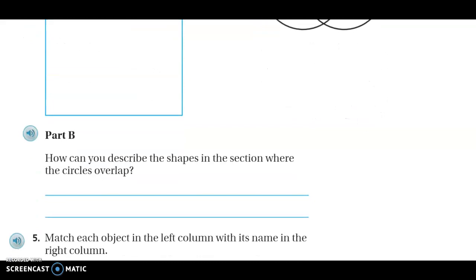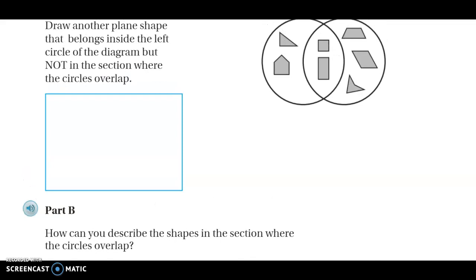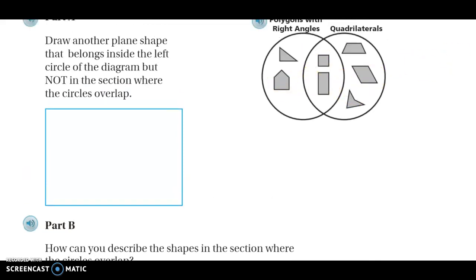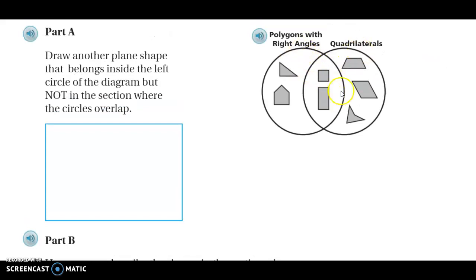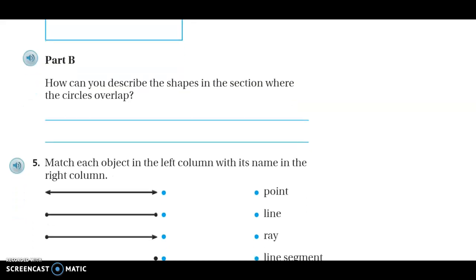Part B, how can you describe the shapes in the section where the circles overlap? Alright, if I were to write this out with my pen, it would take me the entire time. I'm going to describe it to you. They are quadrilaterals that have right angles. They are quadrilaterals that also have right angles. So in part B, you should have quadrilaterals that have right angles.